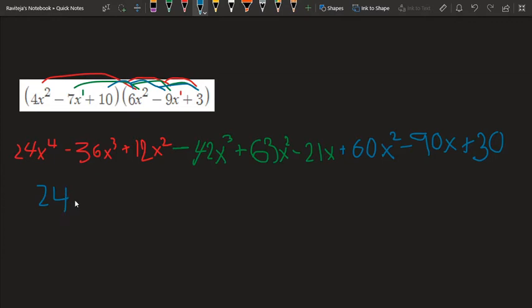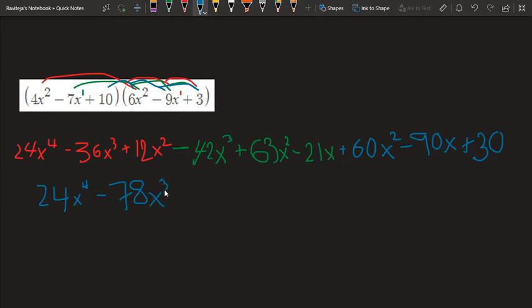Okay, next, our x cubed. Right here we have a minus 36x cubed. And we also have a minus 42x cubed as well. So then we would subtract 42 from negative 36, which is just minus 78x to the third power.